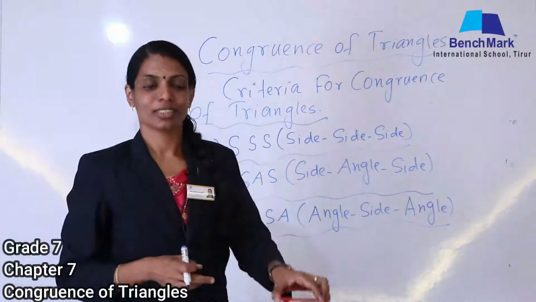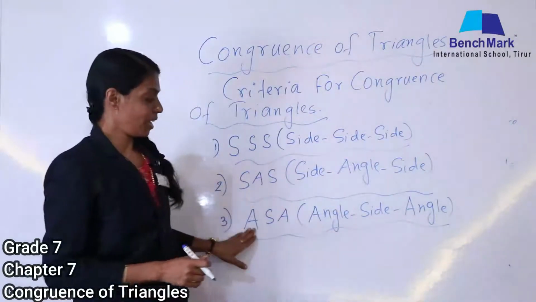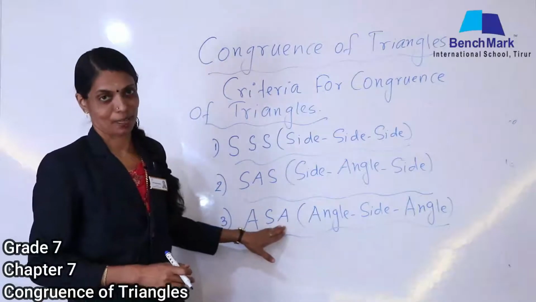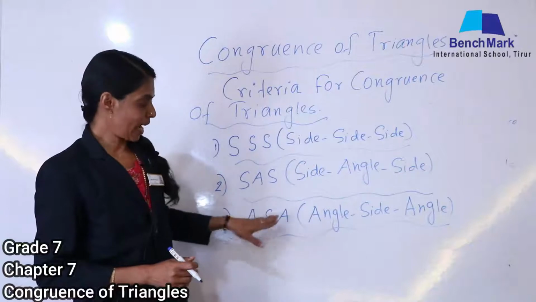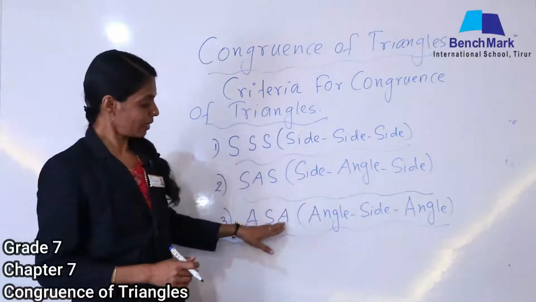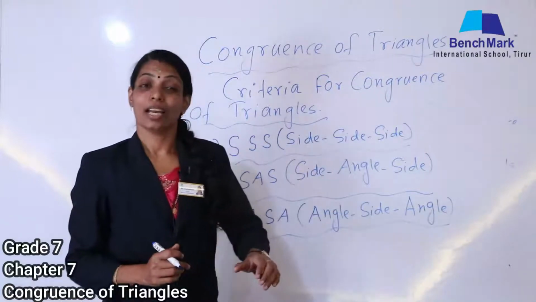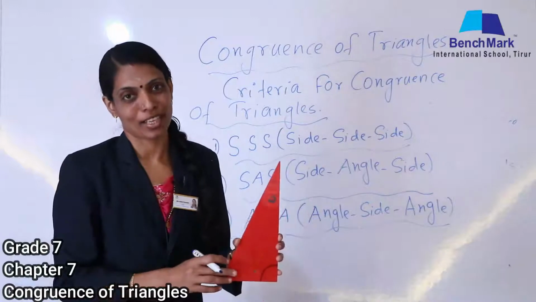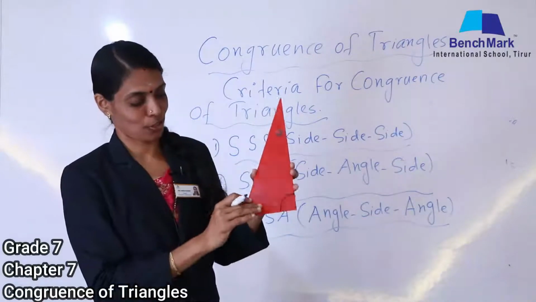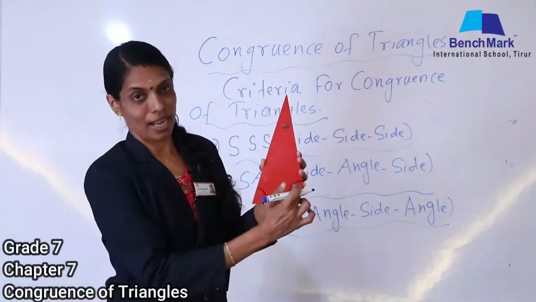Next, we have the third criterion for congruence of triangles, that is ASA. What is it standing for? A stands for angle, S stands for side, and A stands for angle. So, can you understand the meaning of angle, side, angle criterion? What can be the meaning of that? Yes, as we told, it is angle, side, angle.